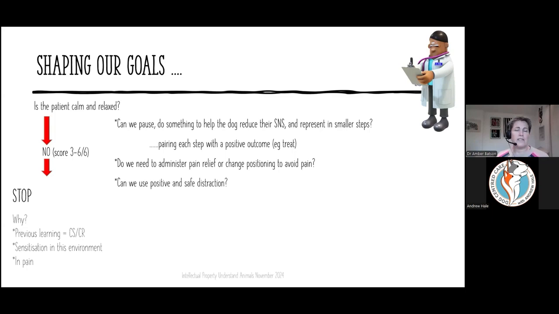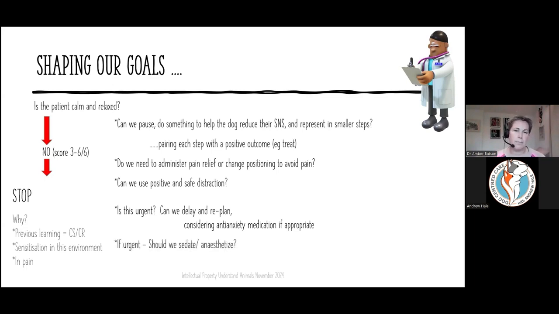Can we use positive and safe distraction? And I'll come back to some thoughts on that in a moment. If those sorts of things don't seem realistic because of the stress level of the dog, or we're attempting them and they're not working, how urgent is this? Can we delay this and replan? Perhaps we want to think about anti-anxiety medication, with or without pain relief if the pain might be an issue for them, given prior to that next appointment.